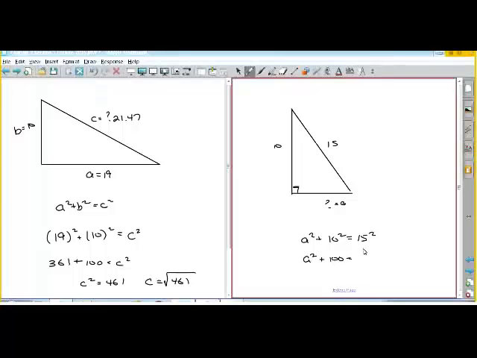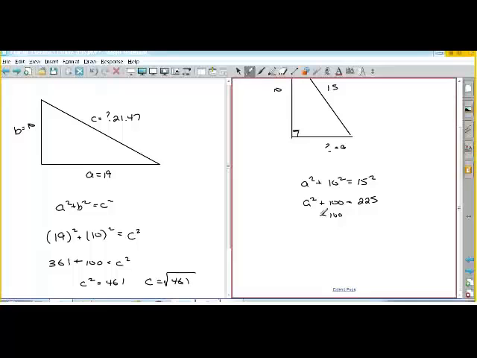Then we'd square them out, so 10 squared is 100, 15 squared is 225. Then you subtract 100 from both sides, so you get a squared is equal to 125, and a is equal to the square root of 125, which is 11.18. Apparently I didn't draw that to scale because that's actually smaller than 10, but since I just made those numbers up, this is probably greater than 10.